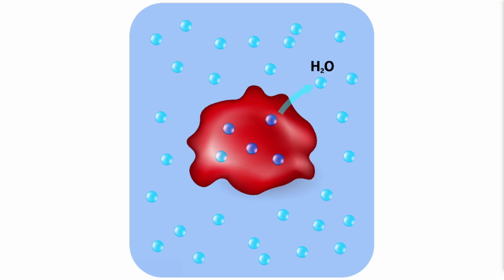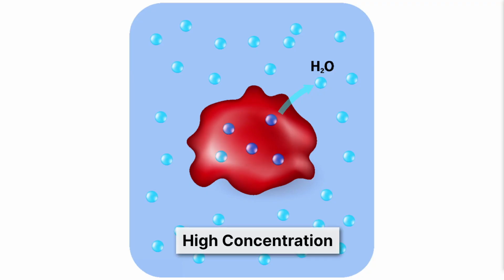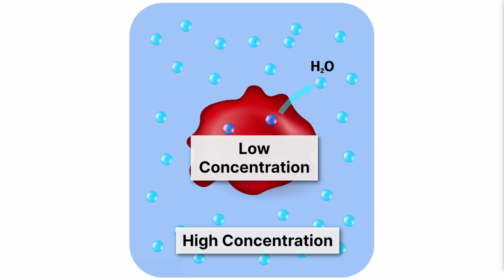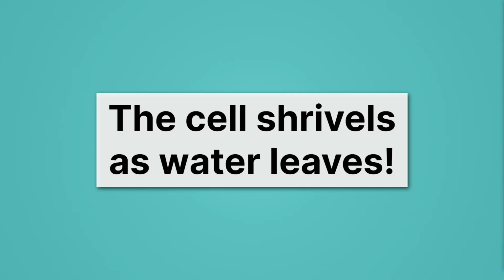The opposite is happening here. Notice that on the outside, we have a high concentration of ions, while on the inside of our shriveled cell, we have a low concentration of ions. So the reason that cell is shriveled is because water is flowing out of it. So the cell shrivels as water leaves.